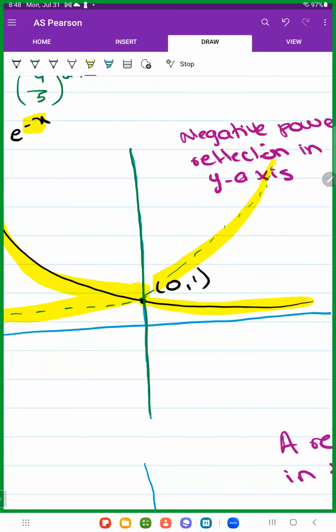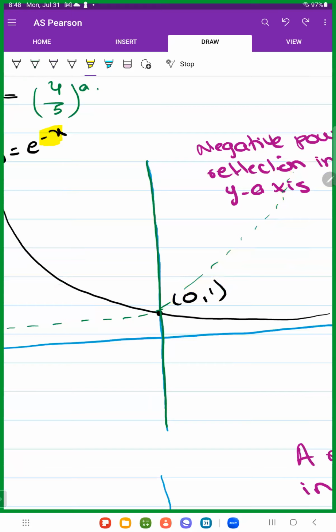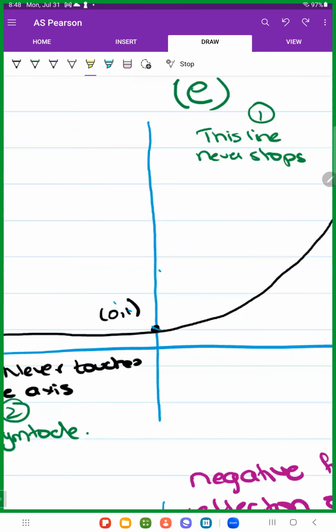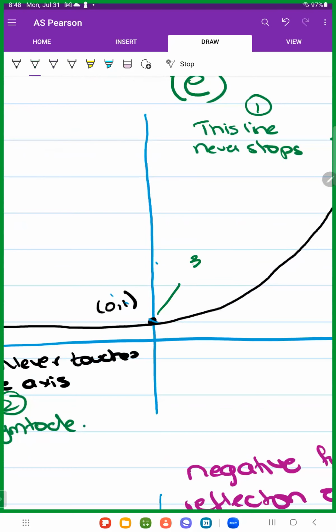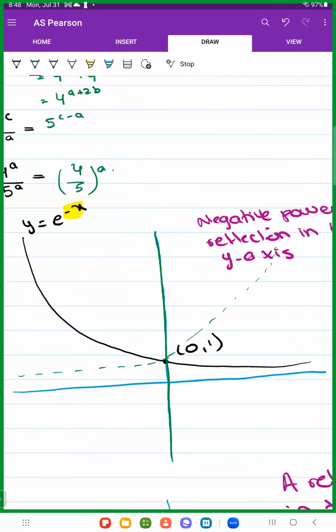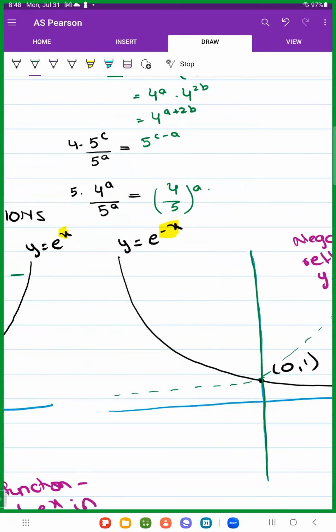Another thing that you need to remember is, it crosses the y-axis at (0, 1). This is the third thing you need to remember. It crosses the y-axis at (0, 1). We always talked about this, yes, it will always cross over here as long as it is e to the x.